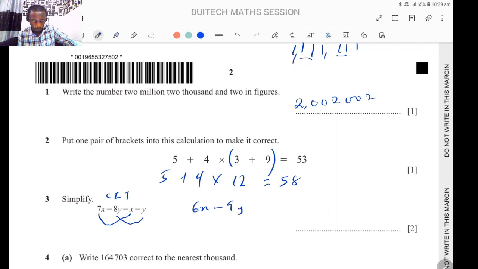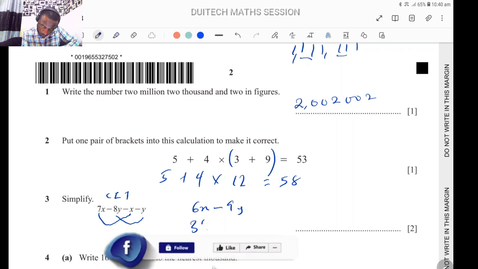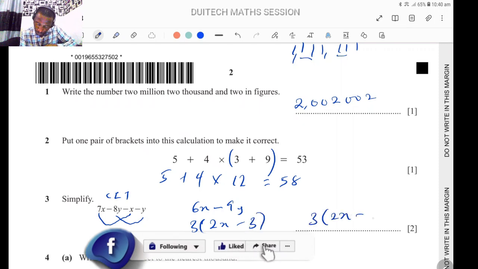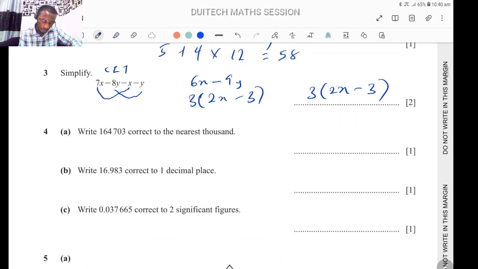So what do we do here? Since we have to simplify it, we have to break it down to the lowest terms. So what can go into both of them? 3 can go into both, so we write 3 outside. When 3 divides 6, we have 2x. When 3 divides 9, we have 3. So your answer here is 3 in bracket 2x minus 3.